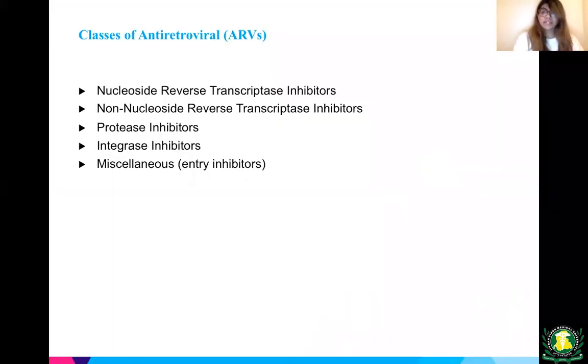So these are the classes of our antiretrovirals, what we call ARVs. The first class is nucleoside reverse transcriptase inhibitors. The second class is non-nucleoside reverse transcriptase inhibitors. Third is protease inhibitors. Fourth is integrase inhibitors. And the last is miscellaneous, and we call them entry inhibitors, and I'll go over that.